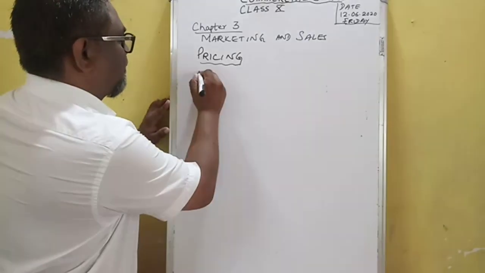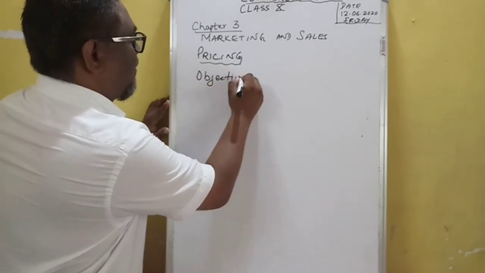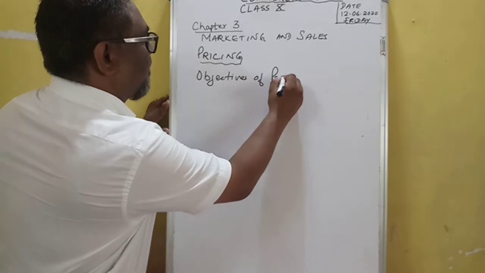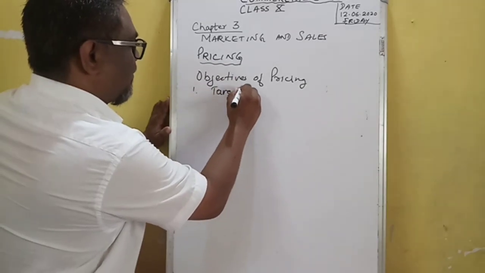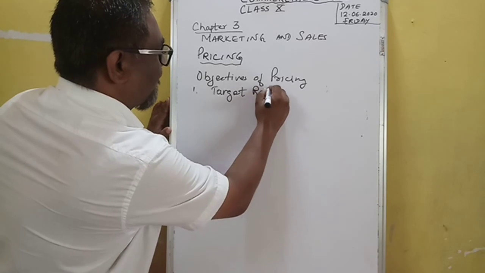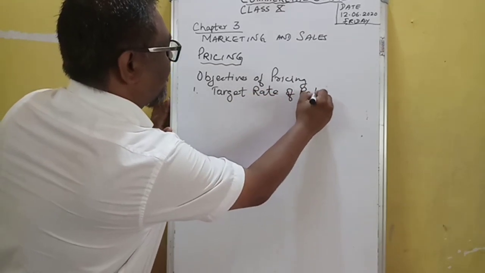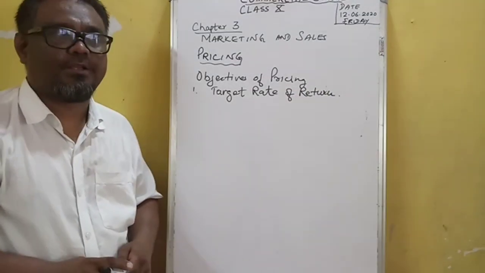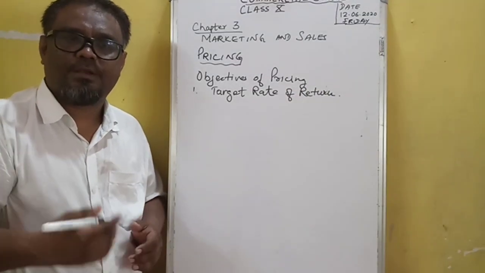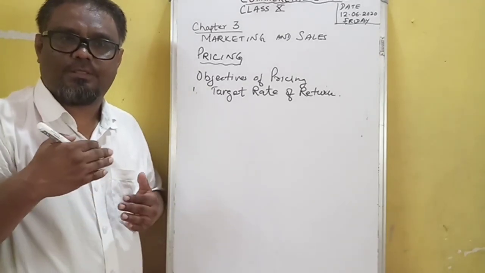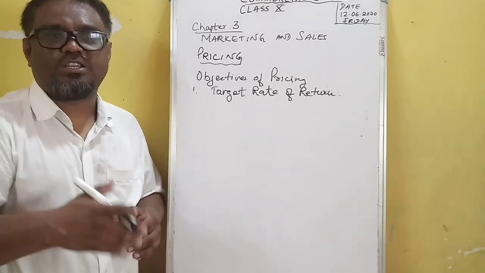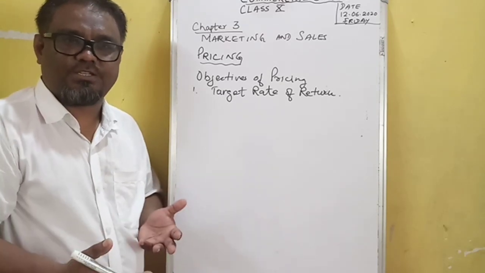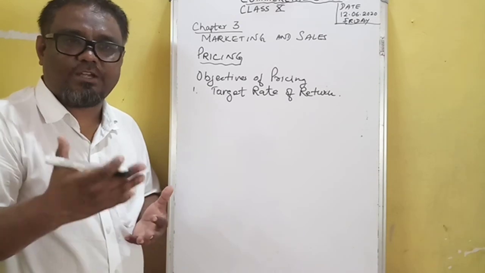So after that, what are the objectives of pricing? Objectives of pricing, number one, target rate of return. The producer always wants to earn some profit. He always puts his profit in the price, because he has invested in his business and he expects some rate of return. Rate of return is a profit.